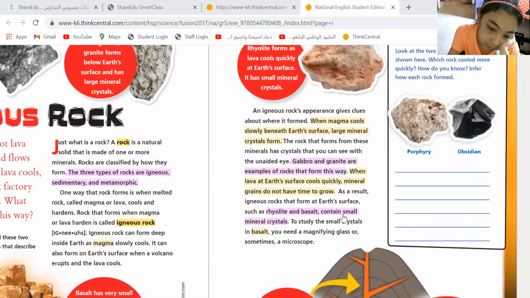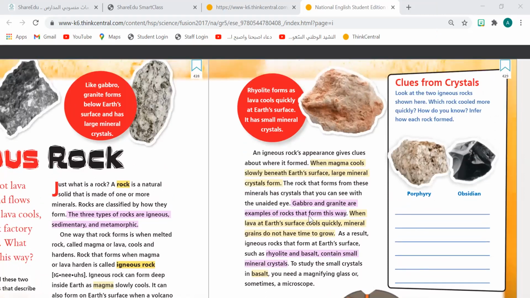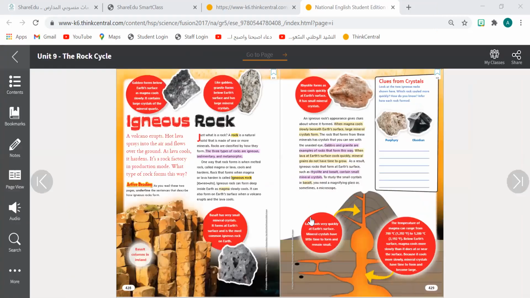The first one is when lava or magma cools down very quickly. They don't have time to cool down slowly. They contain small mineral crystals. Okay, and examples of this group are rhyolite or basalt. Can you find the rhyolite or the basalt here?